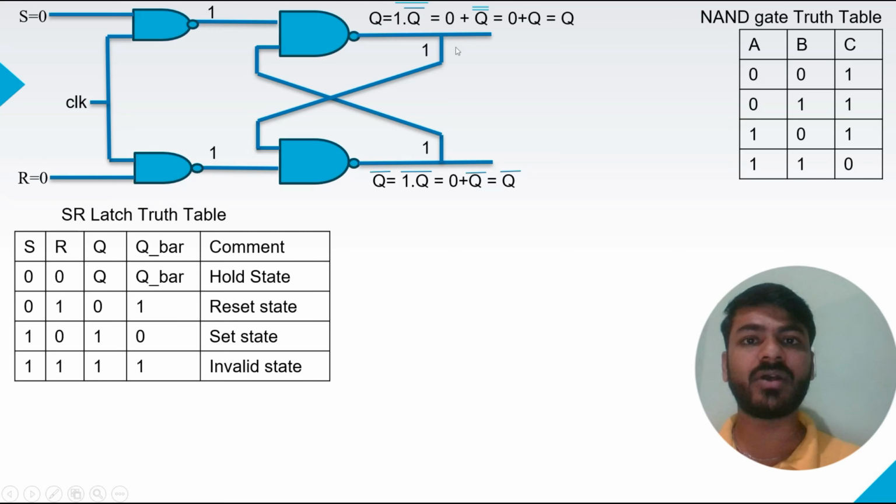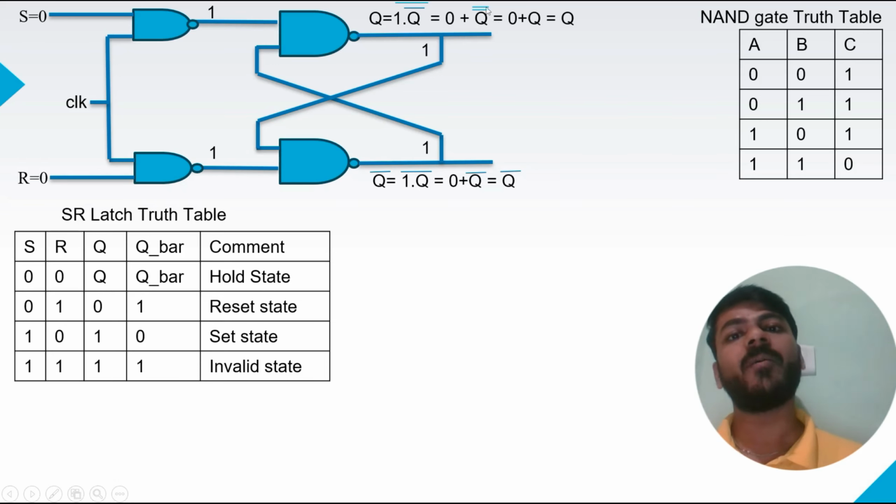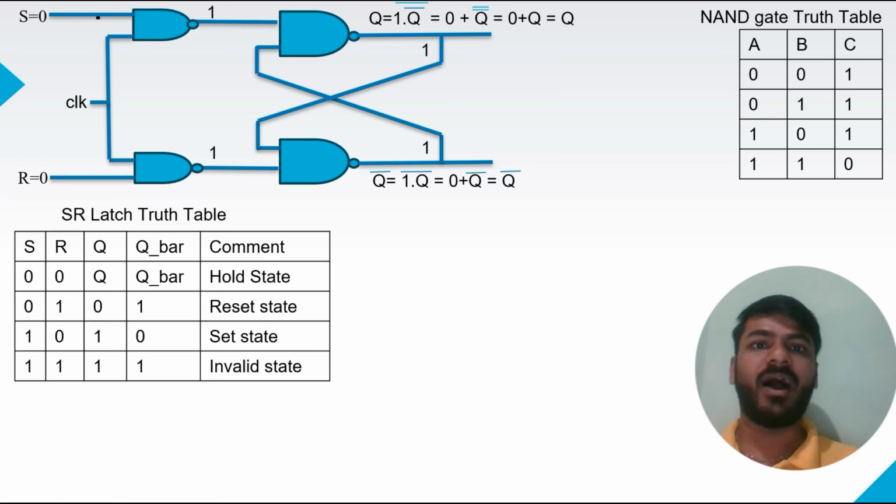Now for the Q, the boolean expression is Q is equal to NOT of (1 AND feedback Q bar), so the whole bar will come. As per De Morgan's theorem, we can directly break the whole bar. The expression will become 1 bar plus Q bar bar. So 1 bar means 0, plus Q because of this bar, and one more bar is there. So bar and bar will cancel: 0 plus Q is equal to Q, which means we are getting Q out as it is.